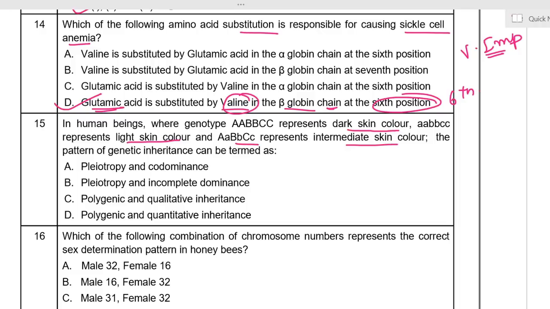So this is basically, first of all, ये different type of genetic है. So it is polygenic as well as quantitative inheritance. So option D would be the correct answer.